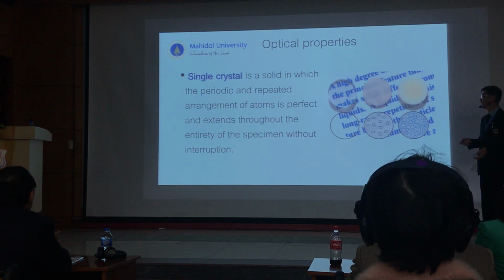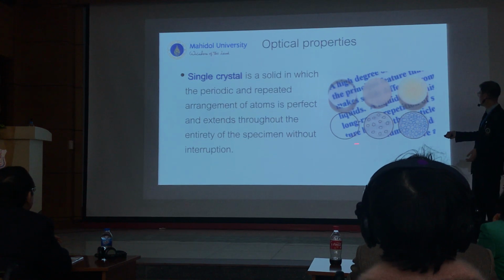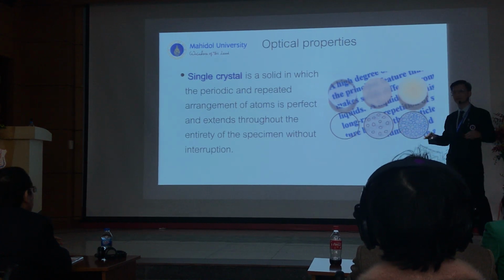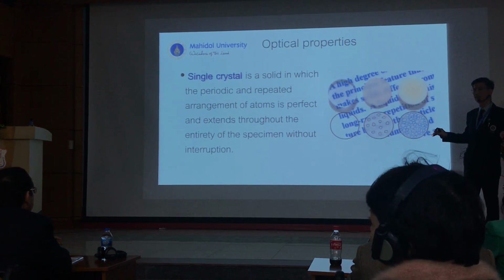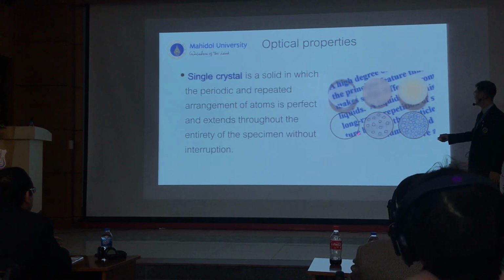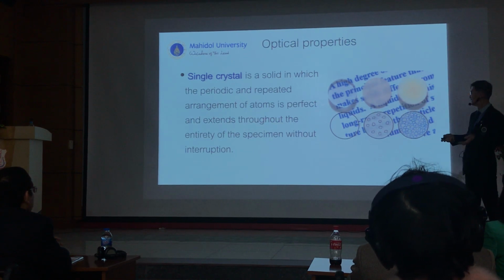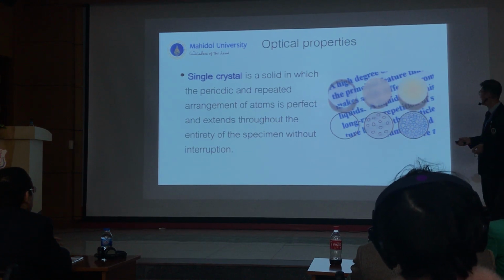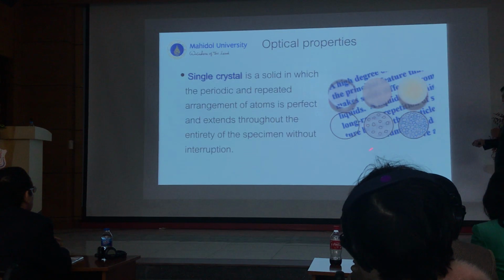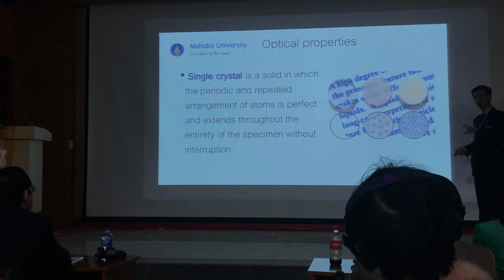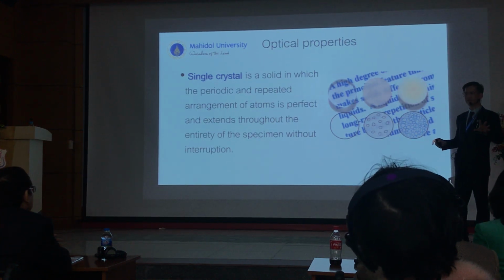If you look at the definition, a single crystal is a solid in which you have a perfect arrangement of atoms. Everything is going to be in perfect arrangement in one crystal. If you have another one, maybe there is an angle between the atom arrangements. Just think about putting a stone in cement, so maybe it's stronger, something like that.